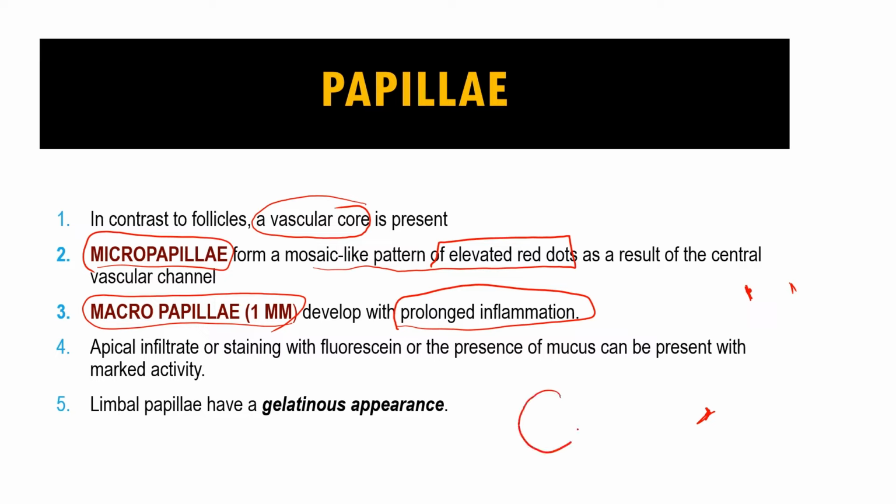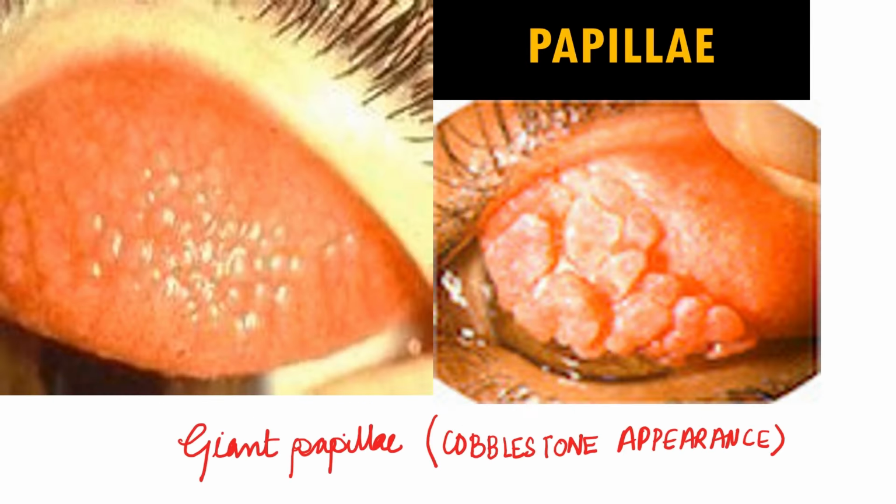Now, papillae can also be seen around the limbus, not just at the tarsal conjunctiva. And in my previous video on the anatomy of the conjunctiva, I told you why you see papillae at the limbus and not in the scleral conjunctiva. Okay, so the limbal papillae will have a gelatinous appearance. So here you can see giant papillae.